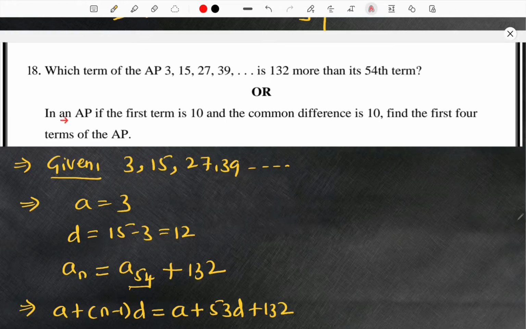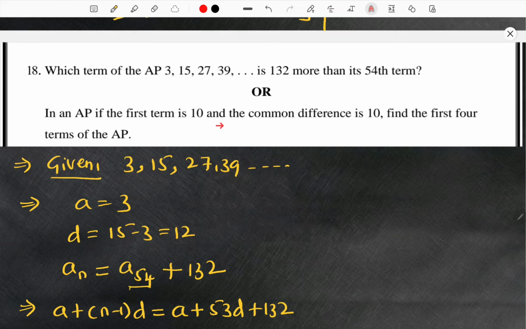Now, the option question is like this. In an AP, if the first term is 10 and the common difference is also 10, find the first four terms of the AP. See, look at this. This is quite a simple question. If questions are asked like this in the options, choose the easy question. Anyway, I'm solving both the questions. To save your time, you can choose this easy question.